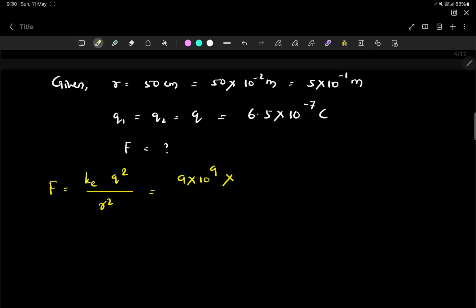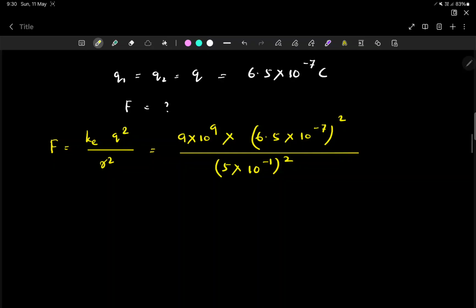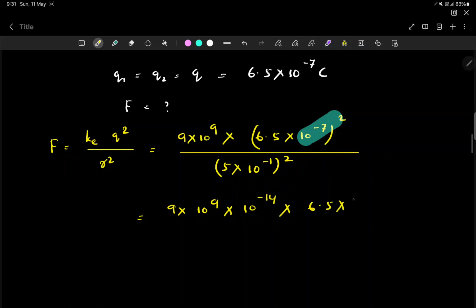Yes, into Q square, that is 6.5 into 10 to the power minus 7 square divided by R square, which is 5 into 10 to the power minus 1 square. Yes, so how to solve this question now, see. It can be written as 9 into 10 to the power 9 into 10 to the power minus 7 square, that is 10 to the power minus 14, and 6.5 square means 6.5 into 6.5, divided by 5 into 5 into 10 to the power minus 2.